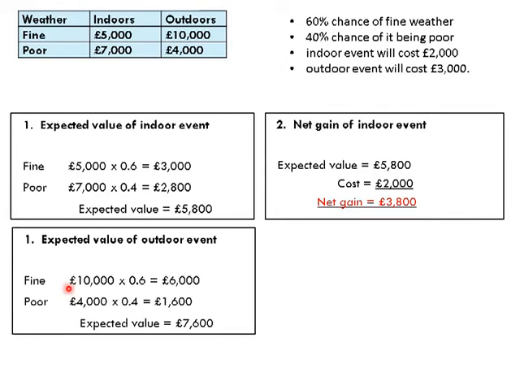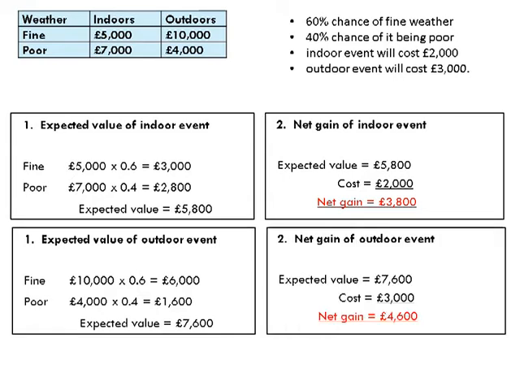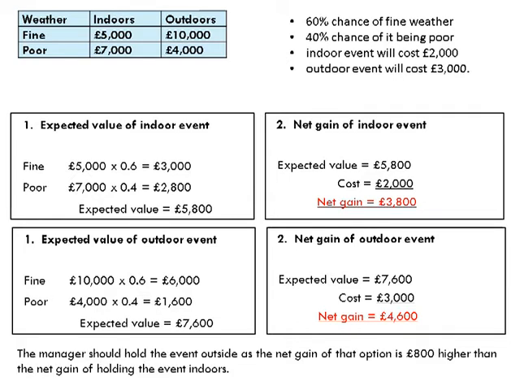Expected value equals the estimated return times the probability of it occurring. Do that for both of these different potential outcomes and get the expected value of that event. Again, work out the net gain of the event by subtracting the cost of the event from the expected value, and then you can compare these two net gains and decide which option is the best one to go for. And I'm sure you can see in this case that the best option for the manager is to hold the event outside, because the net gain of that option is £800 higher than the net gain that he could generate if he held the event indoors.